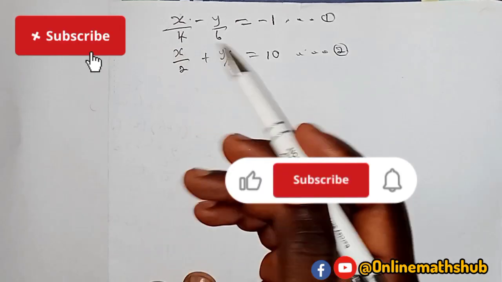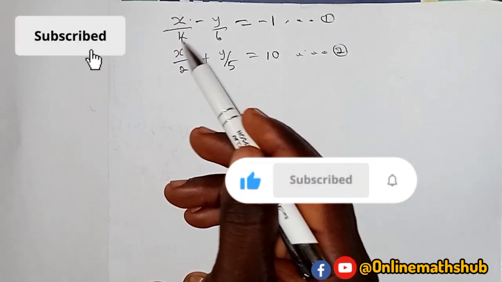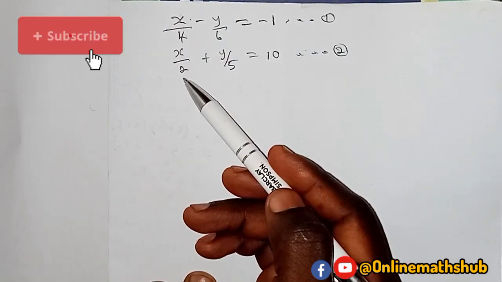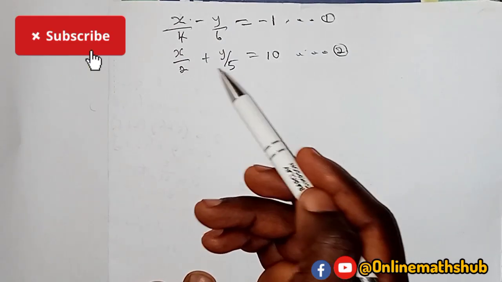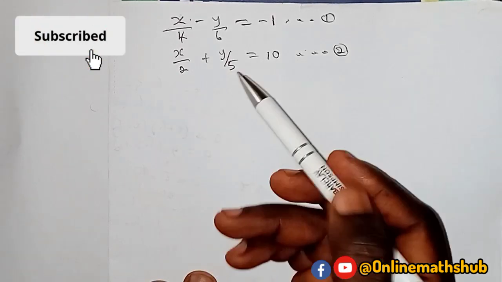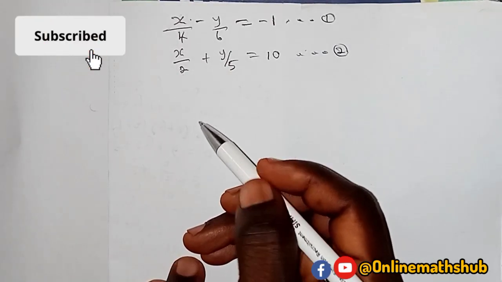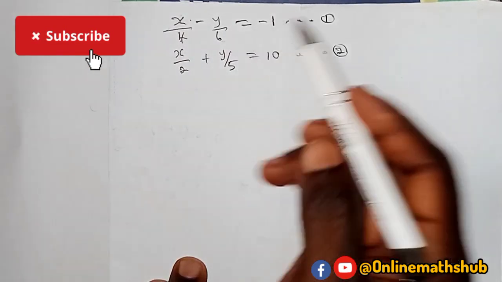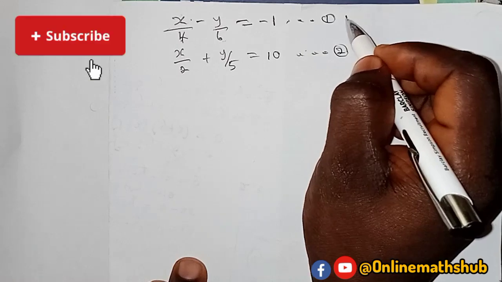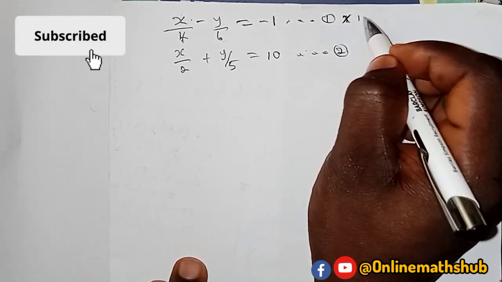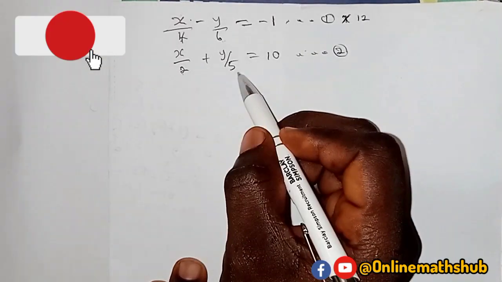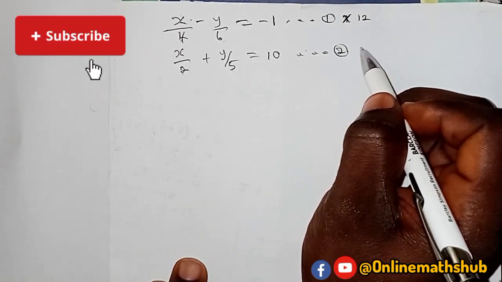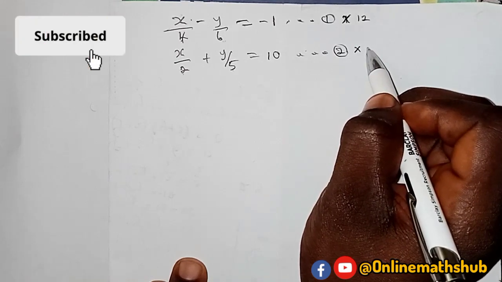And so to do that, we are going to get the LCM of these denominators, and then we use it to multiply everything in equation 1, and then we get the LCM of the denominators in equation 2, and then also use it to multiply everything in equation 2. So you can see that the LCM of 4 and 6 should be 12. So we're going to multiply equation 1 by 12, and then the LCM of 10 and 2 and 5 is actually 10, and so we're going to multiply equation 2 by 10.